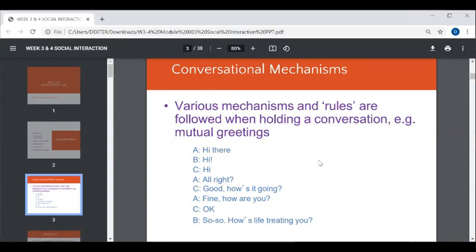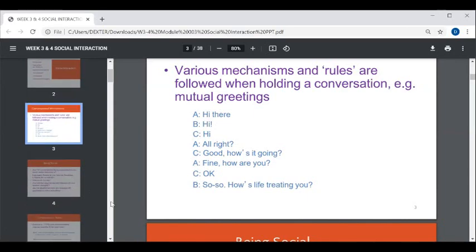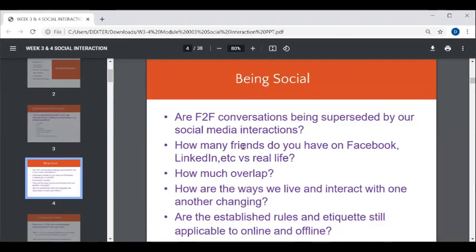For example, A will say, "Hi there," and the response is "Hi." "All right." Then the response, "Good, how is it going?" Then, "Fine, how are you?" "So how's life treating you?" So this is a simple conversation. An example of a simple conversation.